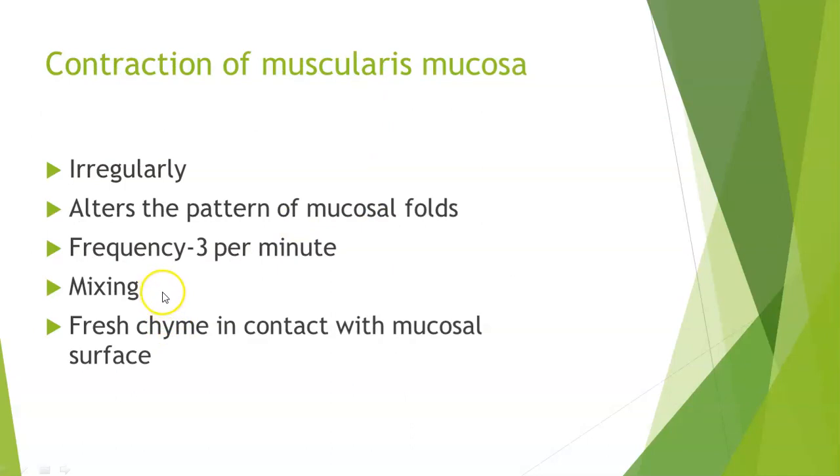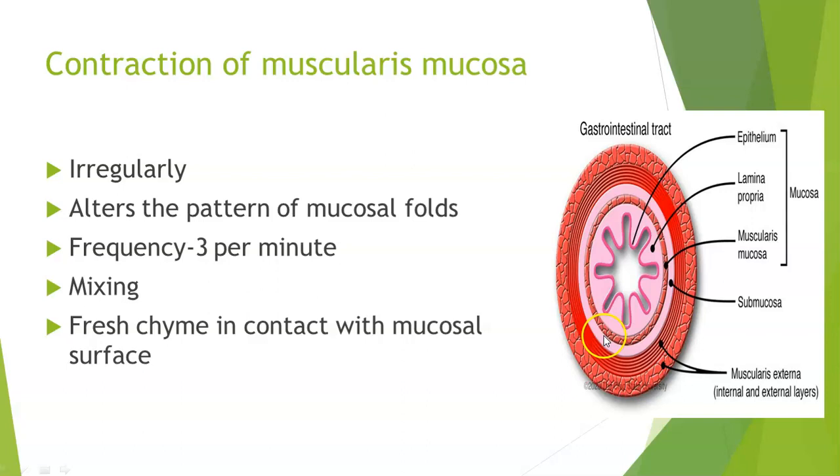Next we come to the contraction of the muscularis mucosa. This is the muscularis mucosa. The muscularis mucosa is the outermost layer of the mucosa. Okay, this contraction of the muscularis mucosa leads to alteration in the pattern of the mucosal folds. So this mucosal fold alteration helps in the thorough mixing of the chyme with juices, and it also helps the fresh chyme to come in contact with the mucosal surface. When the fresh chyme comes in contact with the mucosal surface, the absorption of the nutrients takes place. So the contraction of the muscularis mucosa helps in both mixing, that is the digestion, and absorption.